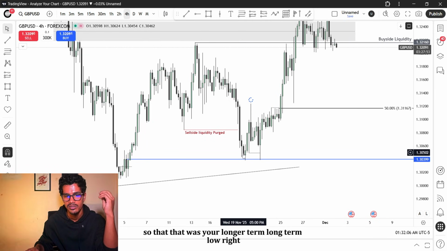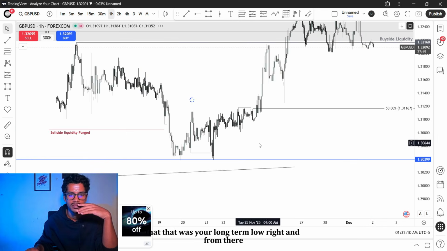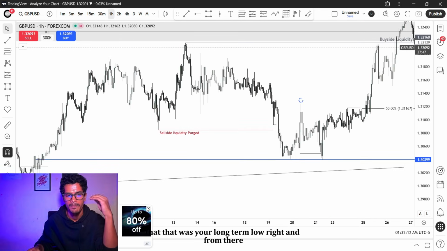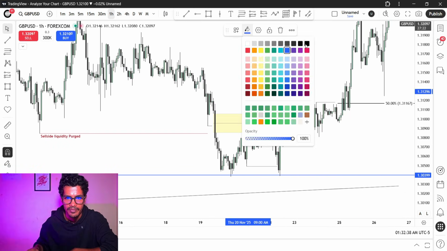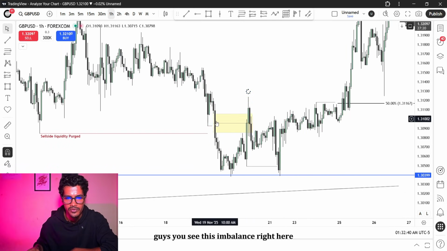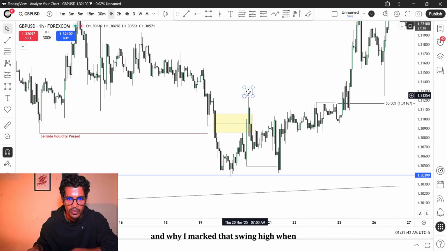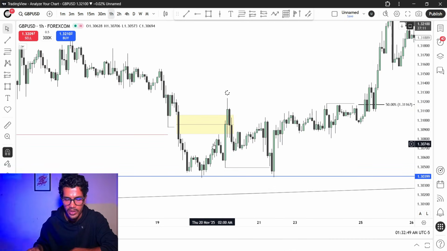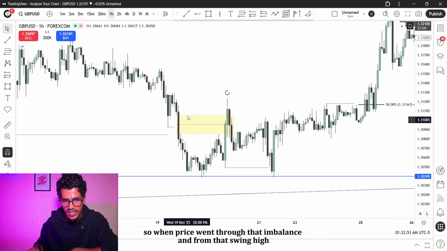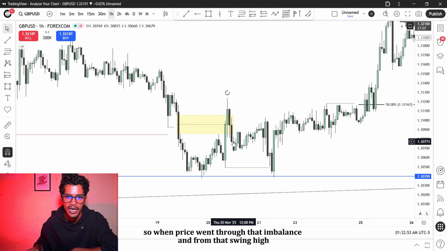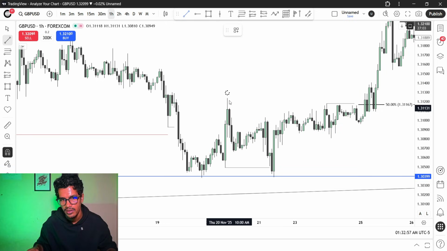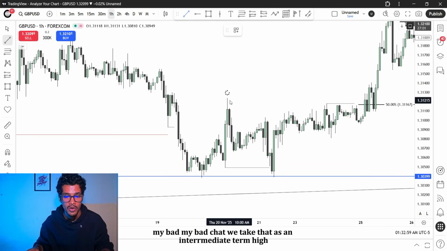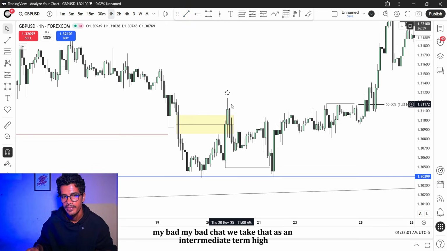So that was your long term low, right? That was your long term low. And from there, what do you see? Yeah, you see this imbalance right here, and that's why I mark that swing high. When price went through that imbalance and from that swing high, we take that as a long term high. My bad, chat. We take that as an intermediate term high.